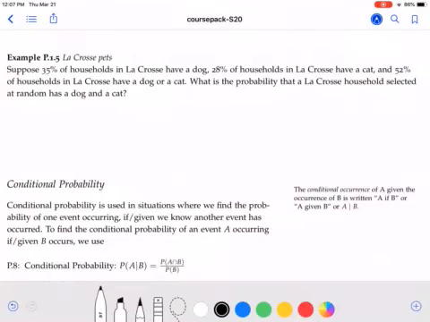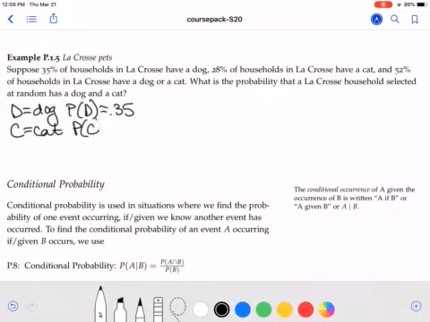In this example, we know that 35% of households in La Crosse have a dog. So I'm going to start by just labeling D for dog. And we know that the probability of a dog is 0.35. We know that 28% have a cat. So let's let C stand for cat. Probability of C is 0.28. And 52% have a dog or a cat. So that tells us that the probability of D or C is 0.52.